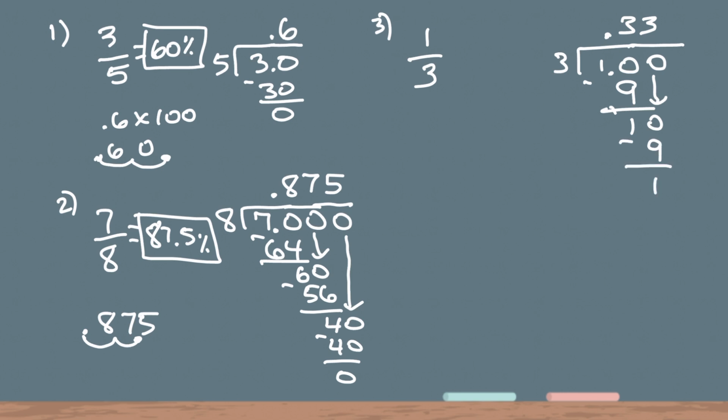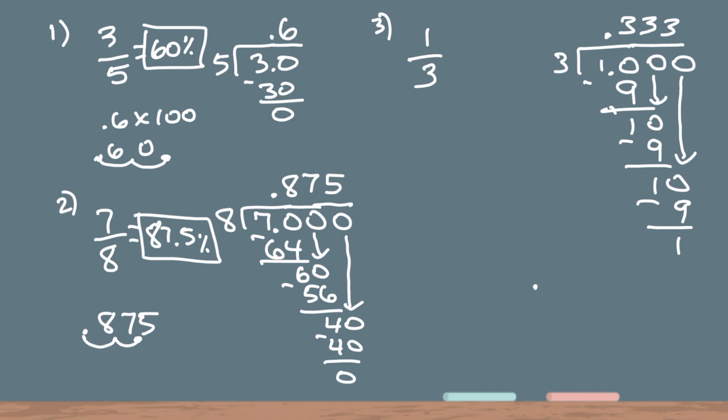As you can see, the 3s keep repeating. So I'll extend the division one more time. We're going to bring that 0 all the way down. That makes it a 10. And again, 3 times 3 is 9. And we're left with 1. So now when we divide 1 by 3, we get 0.333.